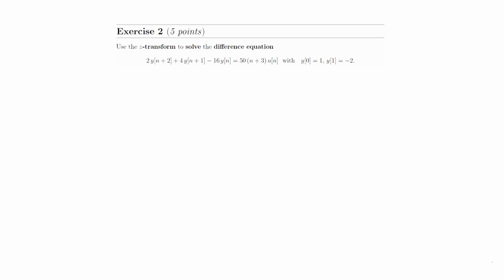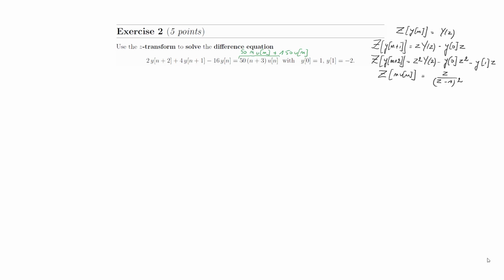In this second exercise of the exam, you have to solve a difference equation using 2 initial conditions, and you have to do this using the Z transform. If you're preparing your exam, it's time to push the pause button. Well, to solve this exercise, there are a few things that we need.